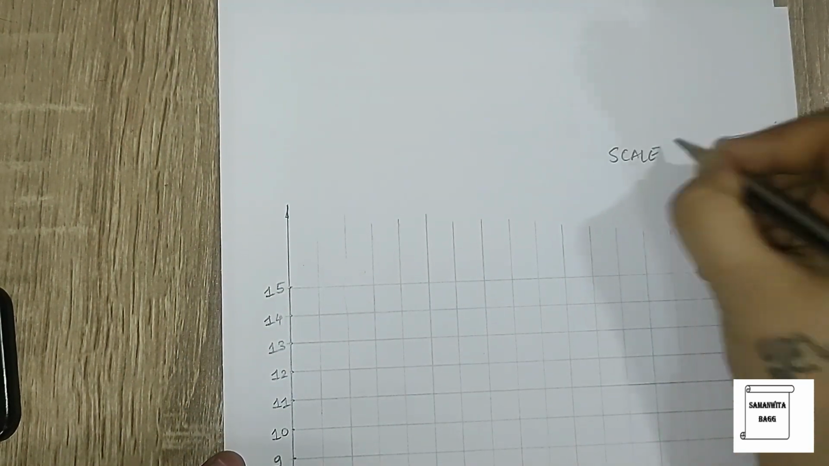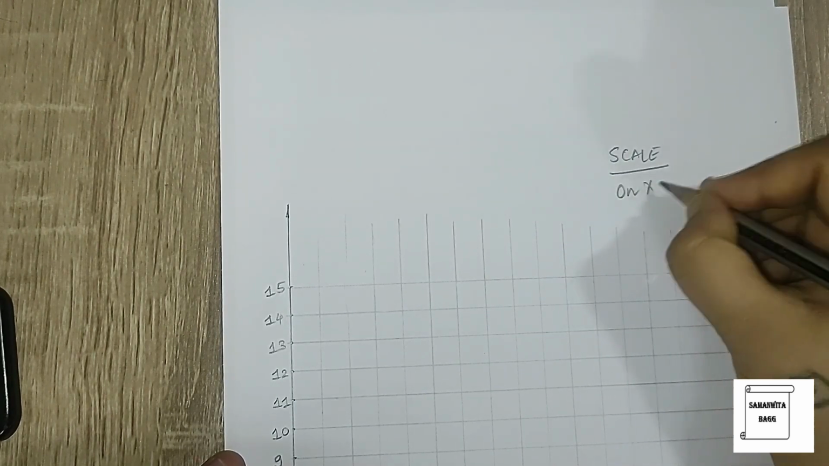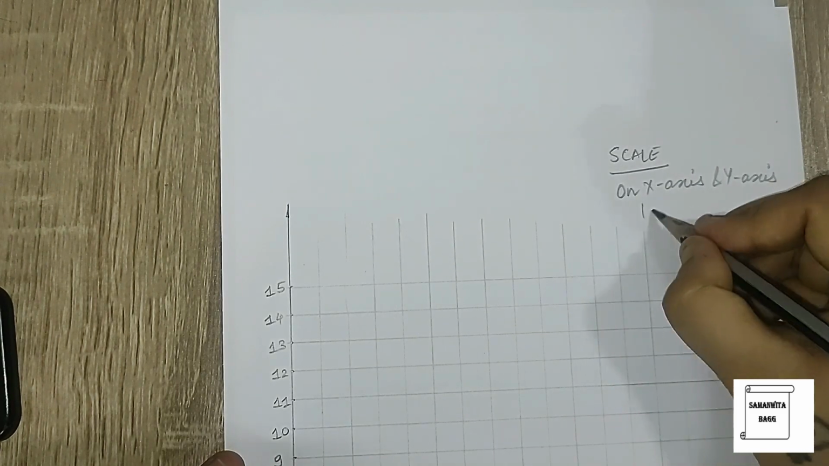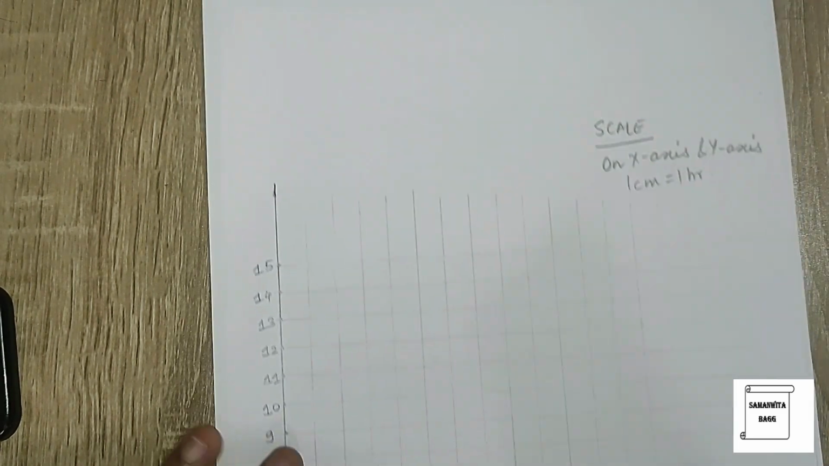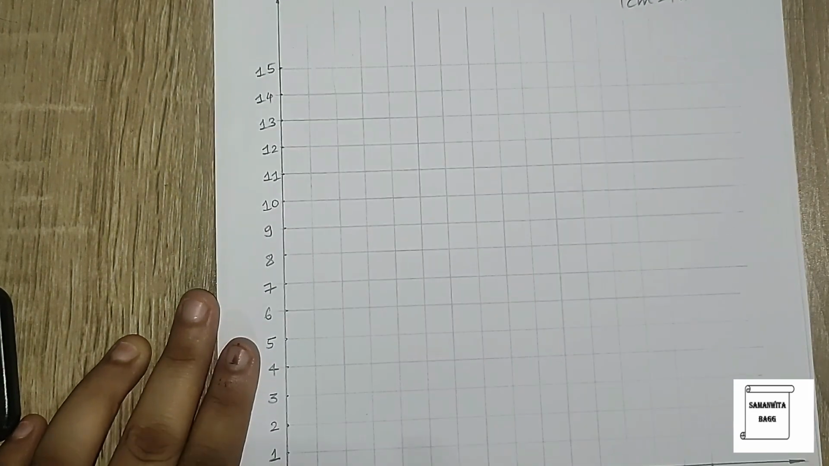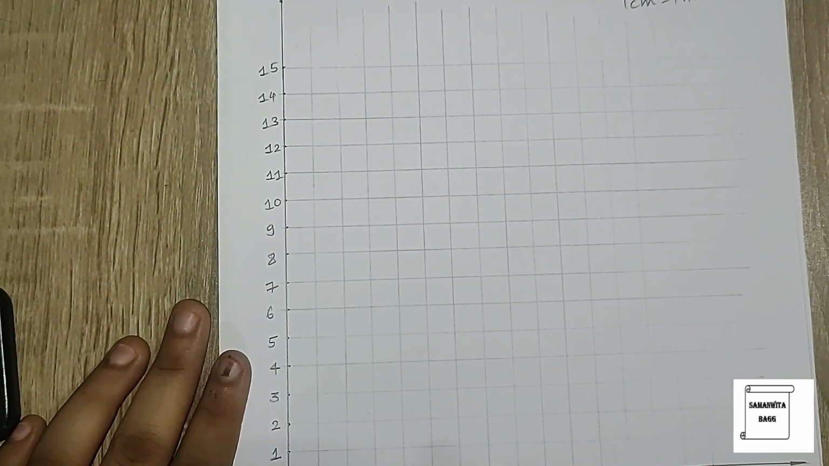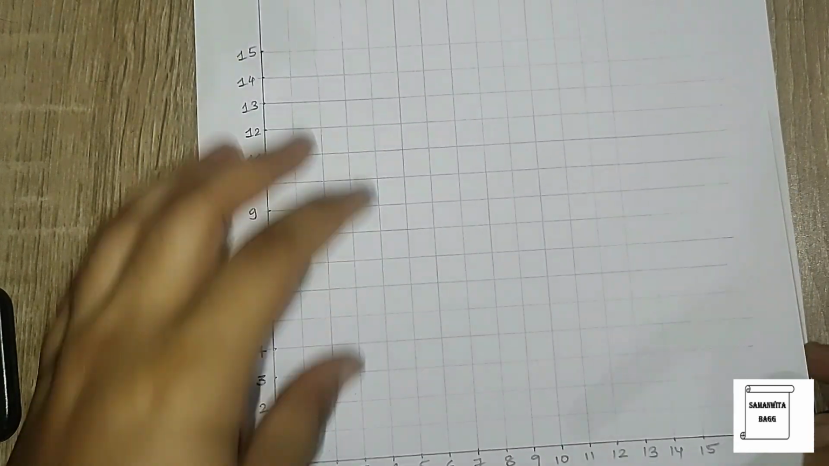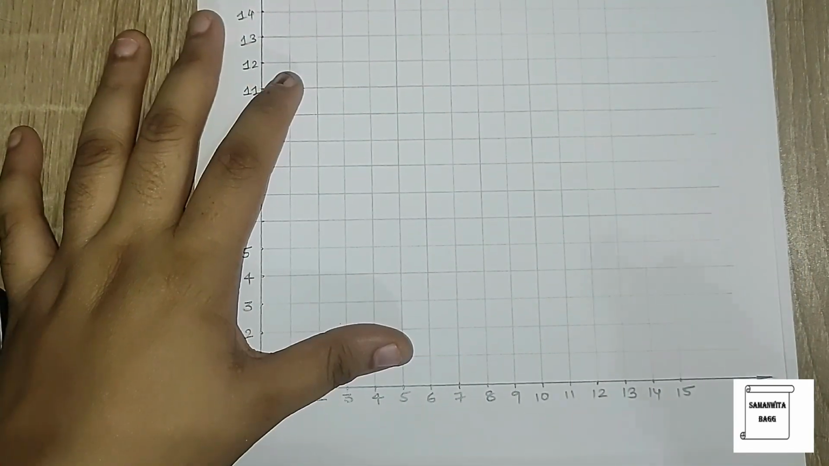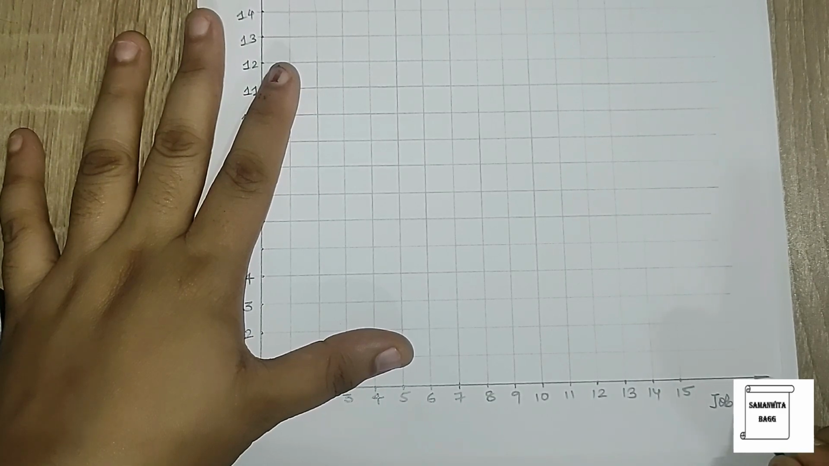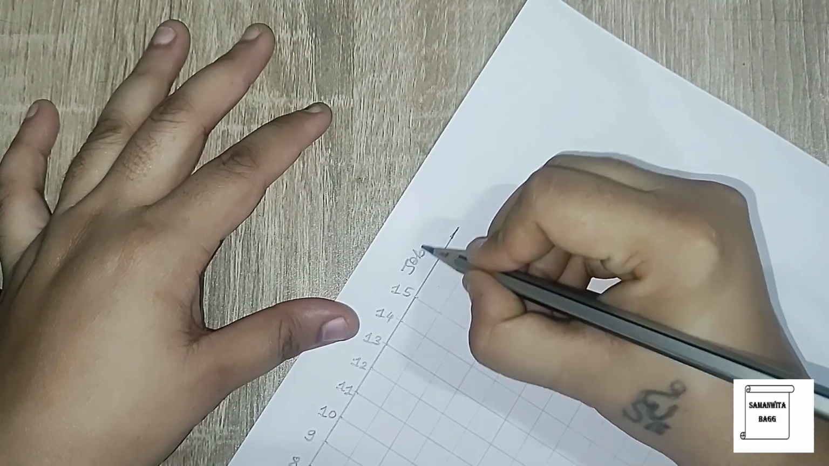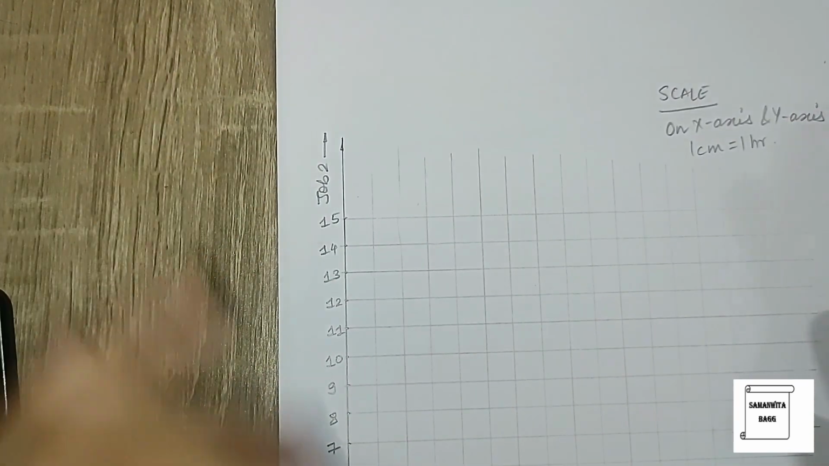I will write the scale on the x-axis and on the y-axis. 1 centimeter is 1 hour's time that you are seeing over here. Each difference is of 1 centimeter and each difference is showing 1 hour. Now the first thing that you need to do is, on the x-axis always plot job 1. On the y-axis always plot job 2. So these two things you need to mark.